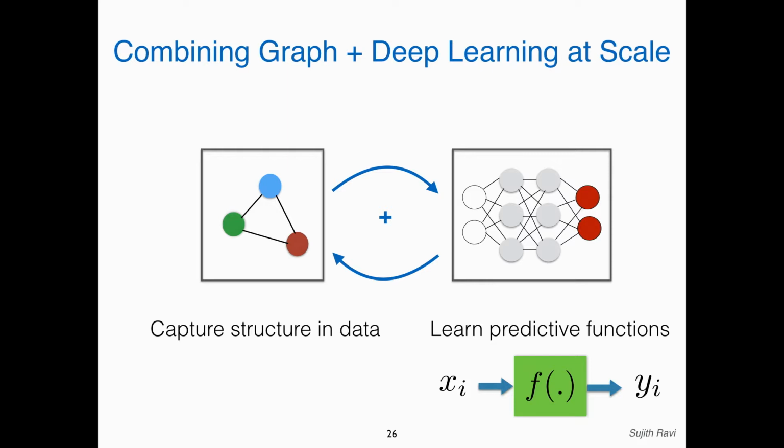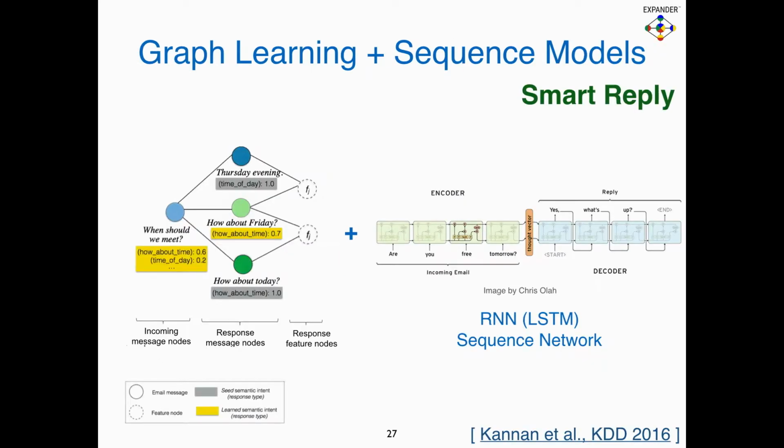Before I get to how we do that, if you think about why we actually use these models: as I said, graph learning is to capture some structure in the data to get over the data or other challenges. Deep learning and other ML models are basically trying to learn predictive functions, going from some input to output. Specifically, neural networks are very good function predictors.